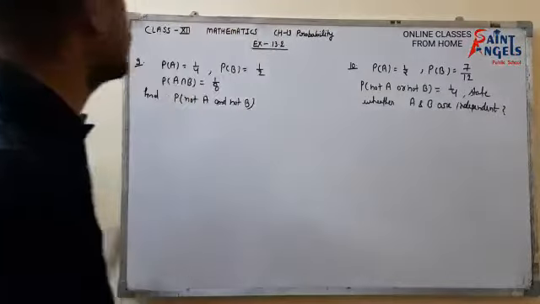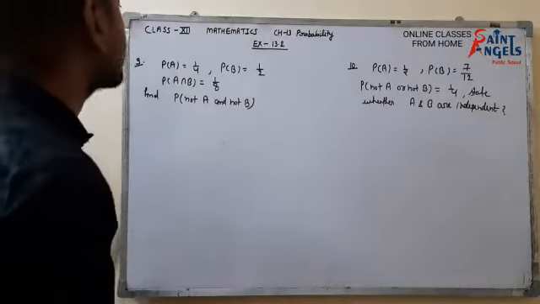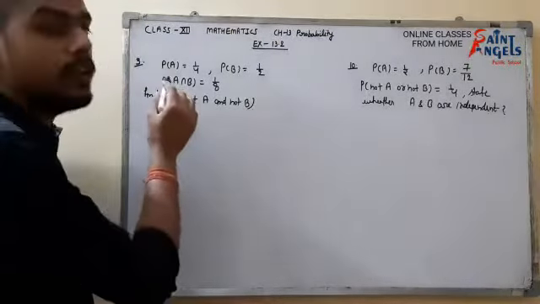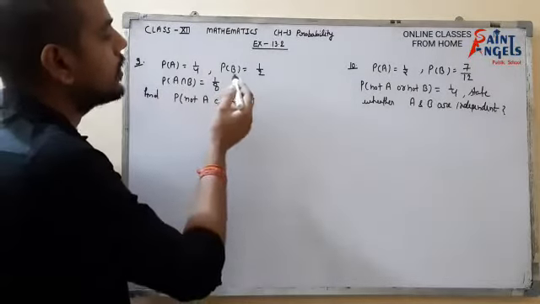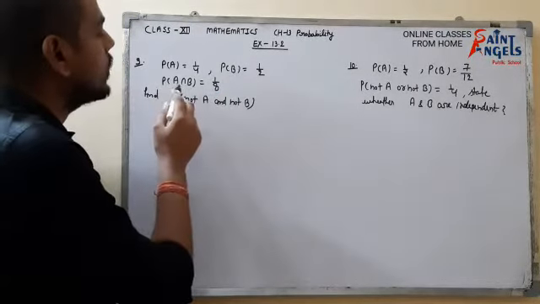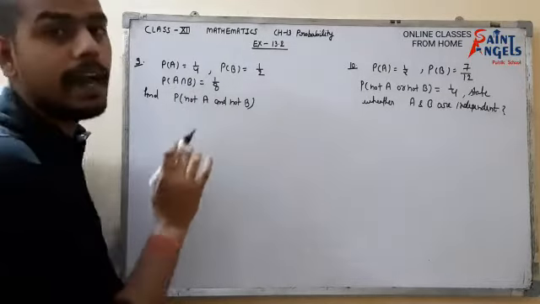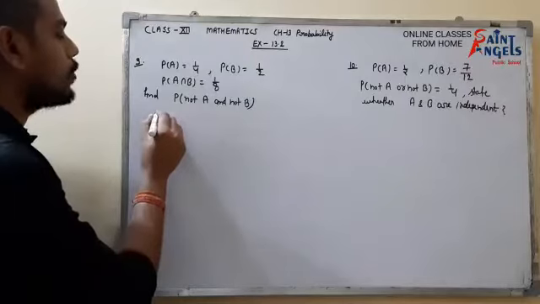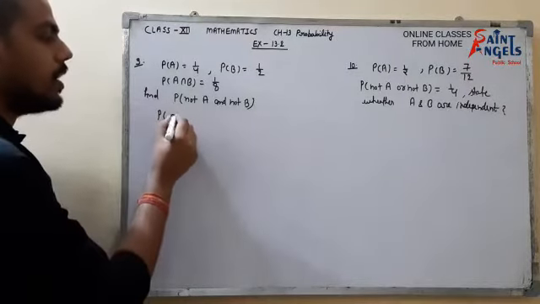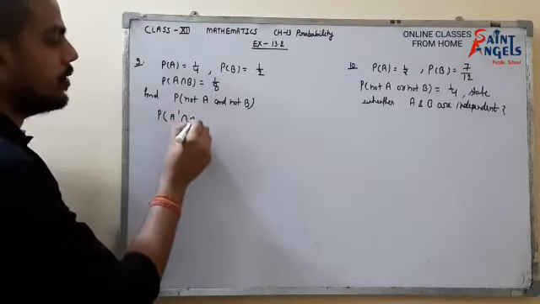So now look at question number 9 of exercise 13.2. The question says that the probability of event A is 1 by 4, the probability of event B is 1 by 2, and the probability of A intersection B is 1 by 8. Then we have to find P(not A and not B). What we have to find? We have to find the probability of not A and not B.